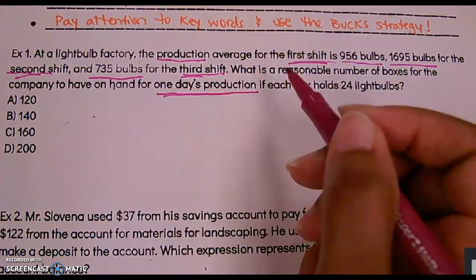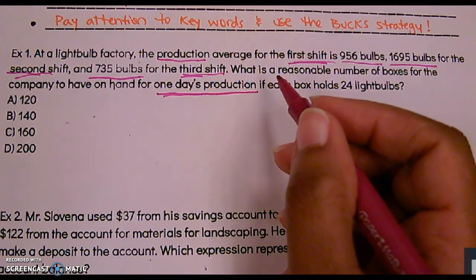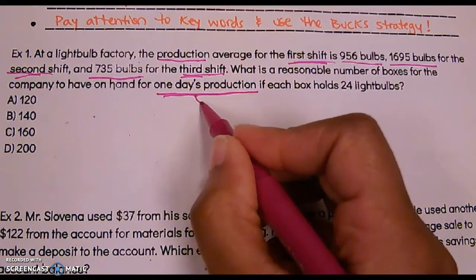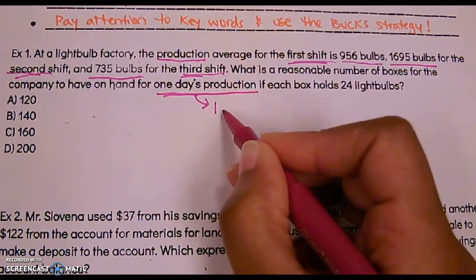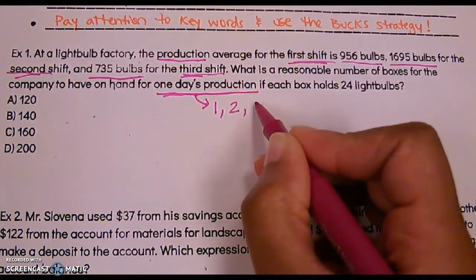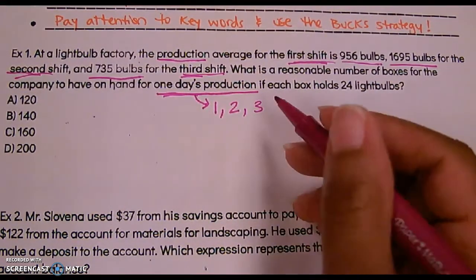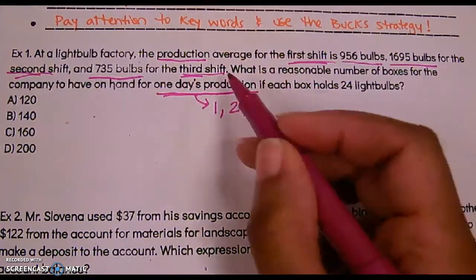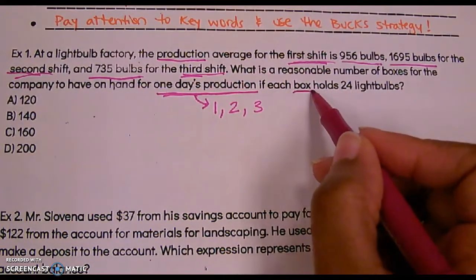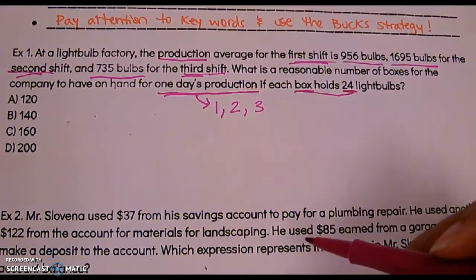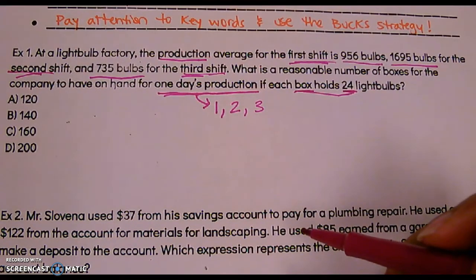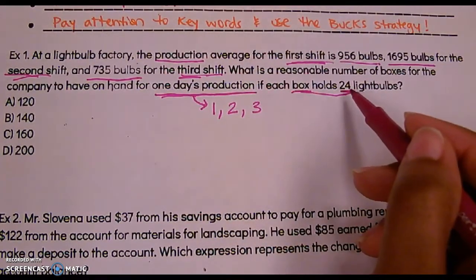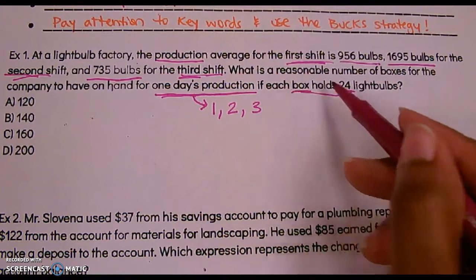Okay? Now, if you know anything about shifts, then you know that within 1 day, we can have a first shift, a second shift, and a third shift. All three of those happen in 1 day. And they're asking for us to figure out how many light bulbs are made if each box holds 24 light bulbs. Okay? So that means that we're going to have to add all these bulbs made in every shift up and then divide by the number that the box can hold.